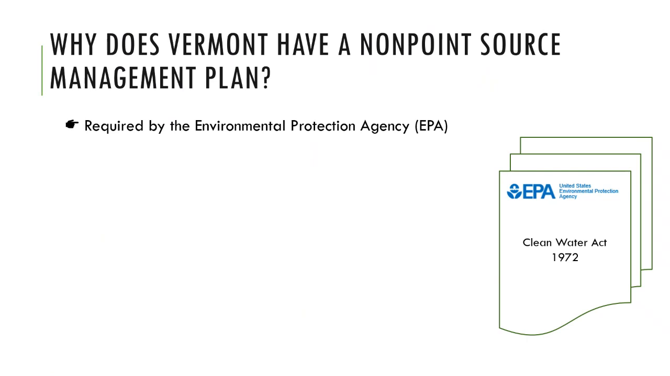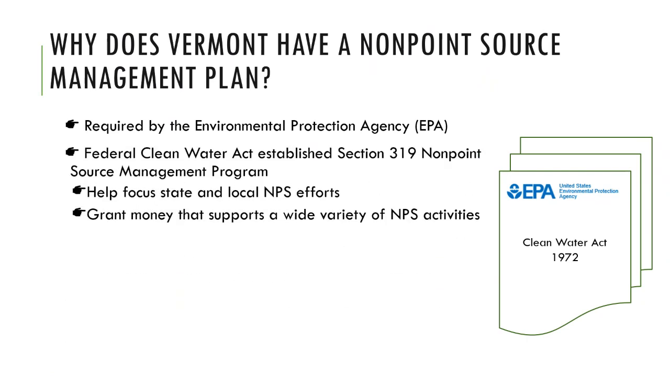Why does Vermont have a non-point source management plan? Well, the short answer is it's required by EPA, but of course that's not the whole story. The Federal Clean Water Act, established in 1972, was actually amended in 1987.